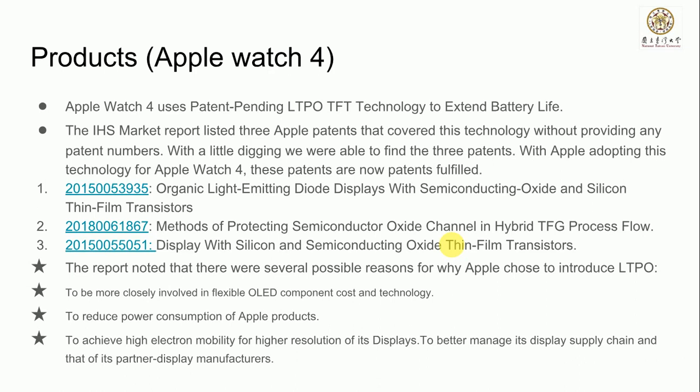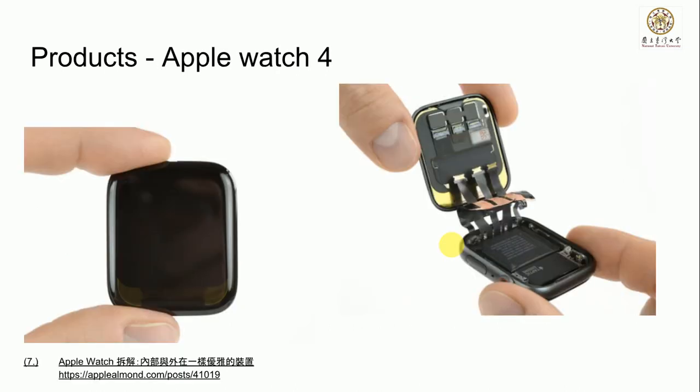According to an IHS Markit report, Apple uses 3 patents that cover this technology, which are mentioned in our slide. The possible reasons why Apple chose to introduce LTPO would be that it is more closely involved in OLED component cost and technology, to reduce the power consumption of Apple products, to achieve high electron mobility for high resolution of its display, and also to better manage its display supply chain. And this is the Apple Watch 4, which uses the LTPO technology.